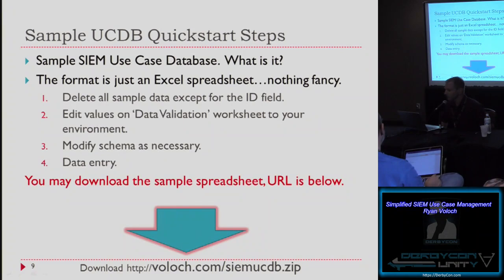You could download it, and start now and look at the spreadsheet as we go through this. The URL's down below. What you want to do when you get it is delete all the sample data. There's just some sample data there. You just remove it, edit the data validation tab that allows for drop-downs, modify your schema and just start at it.